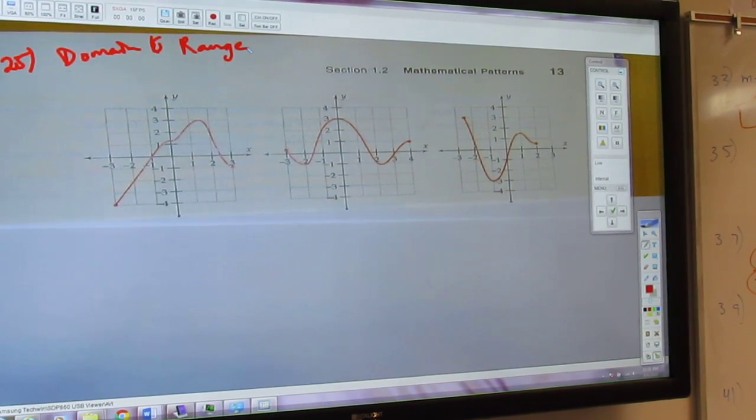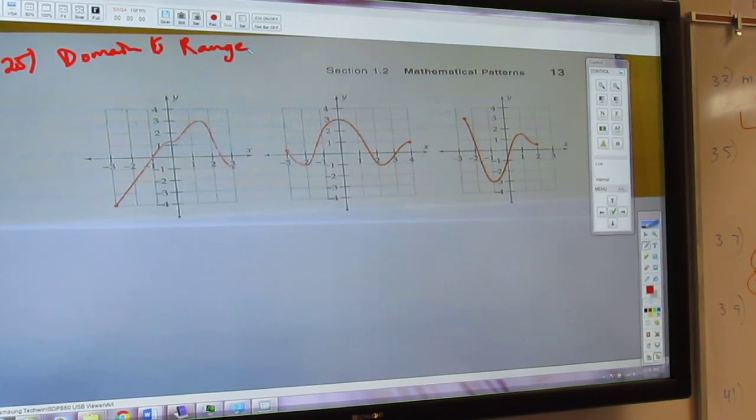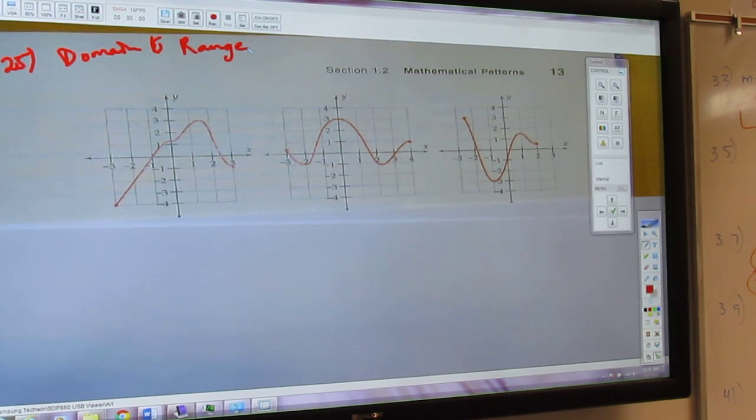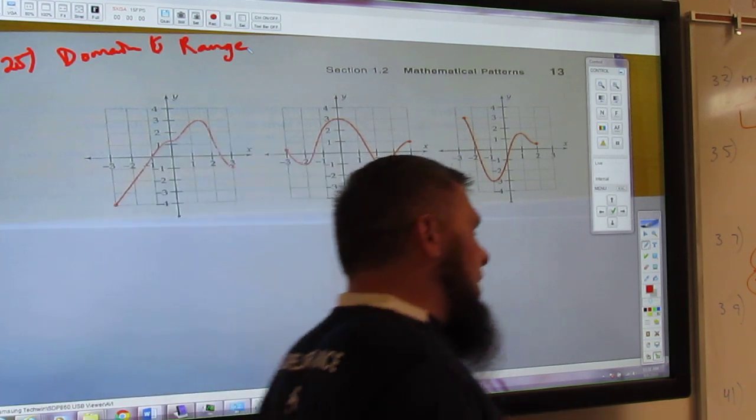Okay, 25. What it wants is to state the domain and range of these three functions. First you have to know what a domain is and what the range is.